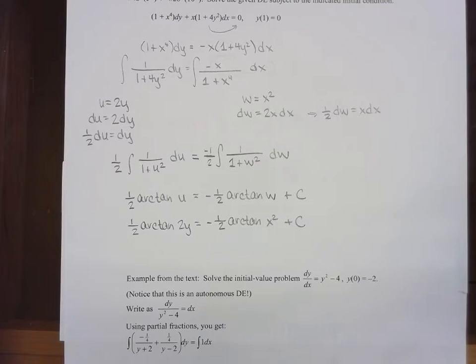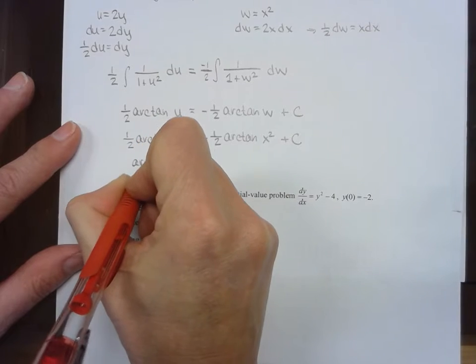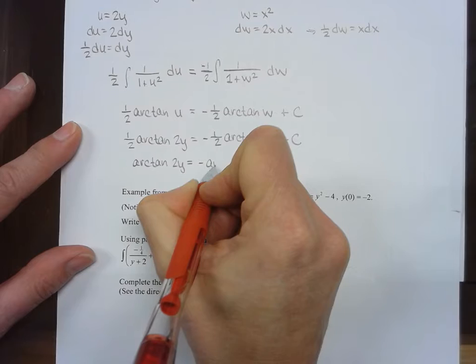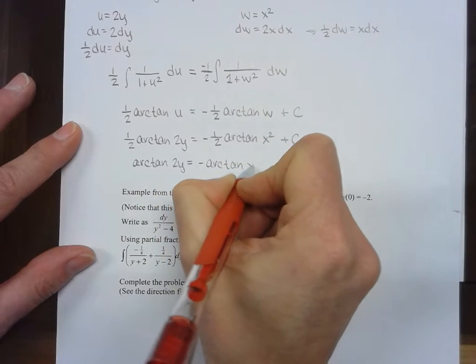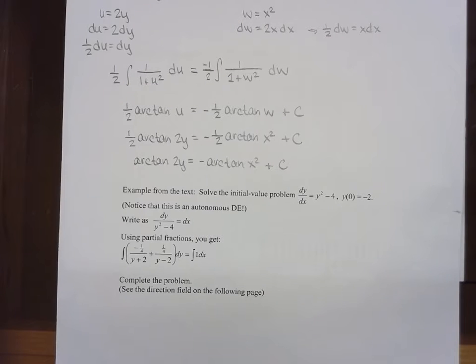And then I would probably multiply both sides by 2. So I just get arctan 2y equals negative arctan x squared. Now, if you want to put plus 2c, that's fine. I'm just going to let my constant absorb the 2. If it was an arbitrary constant and I multiply by 2, it's still an arbitrary constant. If you want to call it 2c, or k because it's different, that's fine. I'm just saying there's some arbitrary constant there.